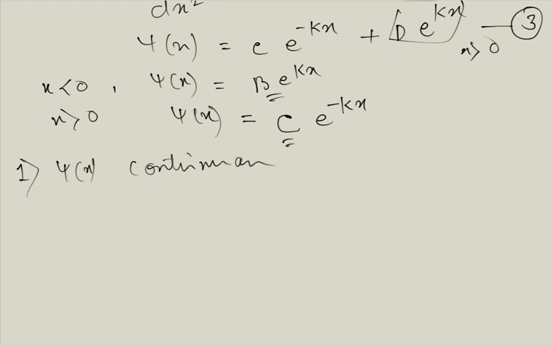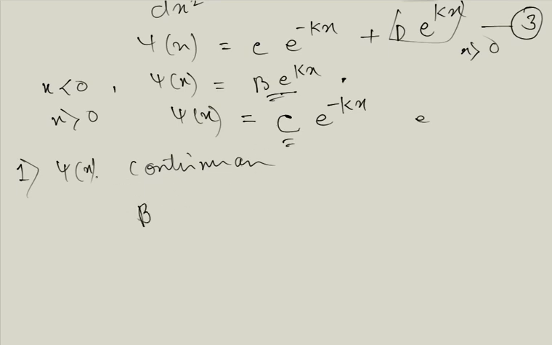So this function is continuous everywhere, and this function is also continuous, as the exponential function is continuous. The point of discontinuity could be x equals 0. So let us check the value of the function at x equals 0. This will be b only, and in this case it will be c.